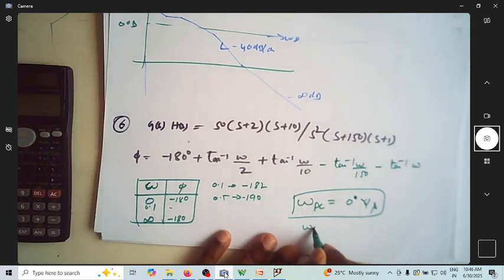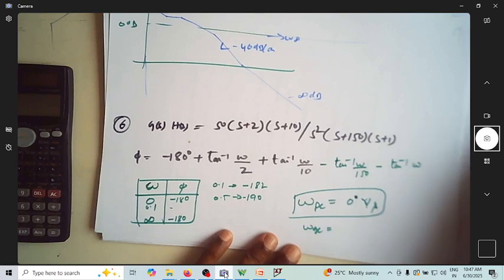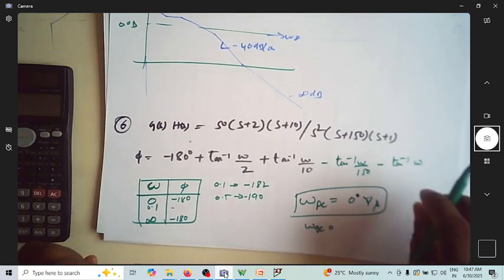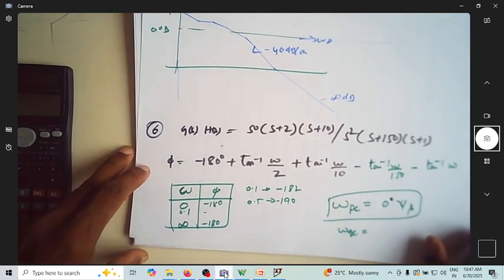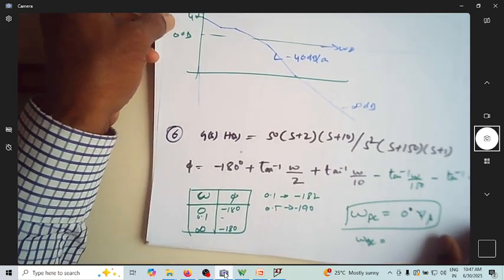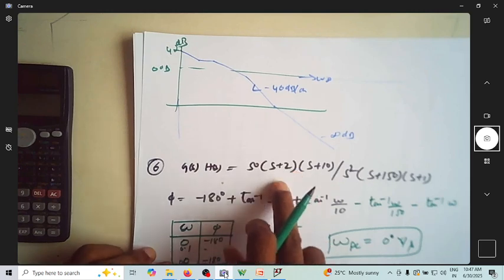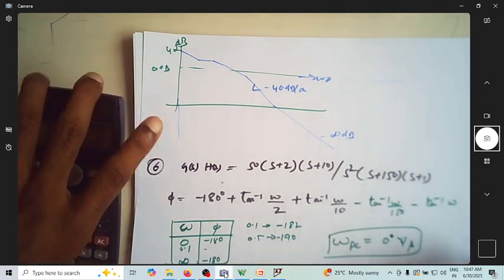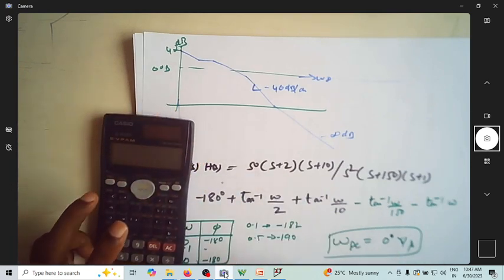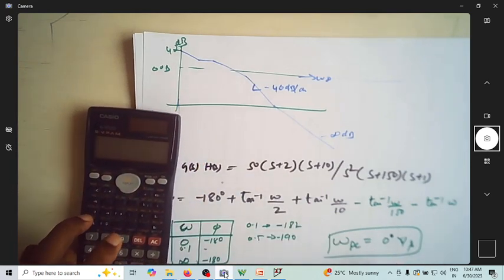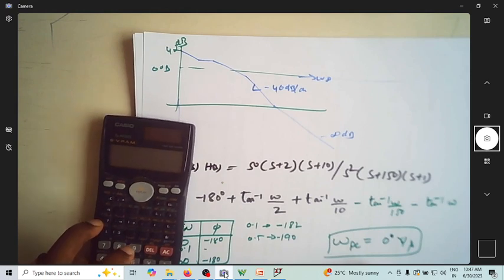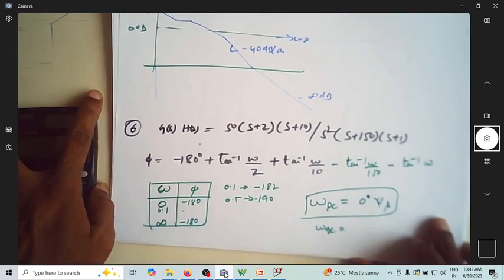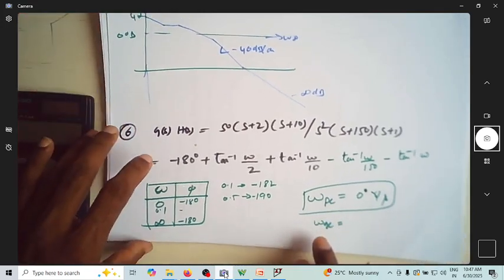What is omega GC? How do I find omega GC? I will take the magnitude equation, equate it to 0 dB, and find omega GC. So that I'll do. Meanwhile, you just try it over there.